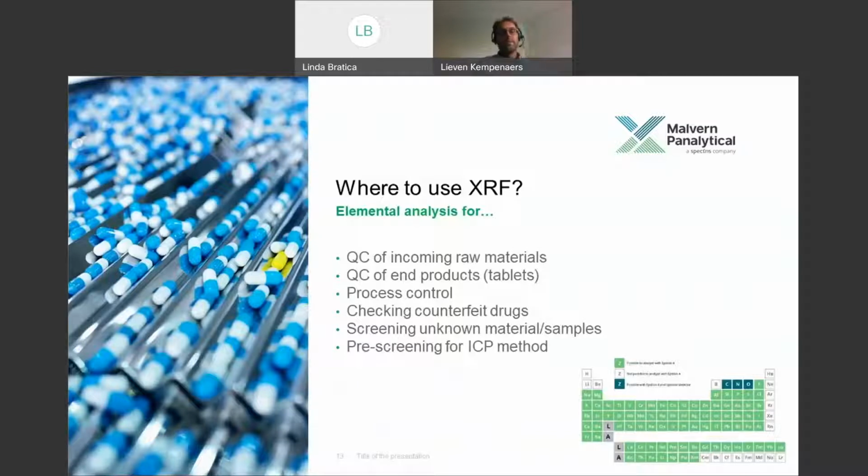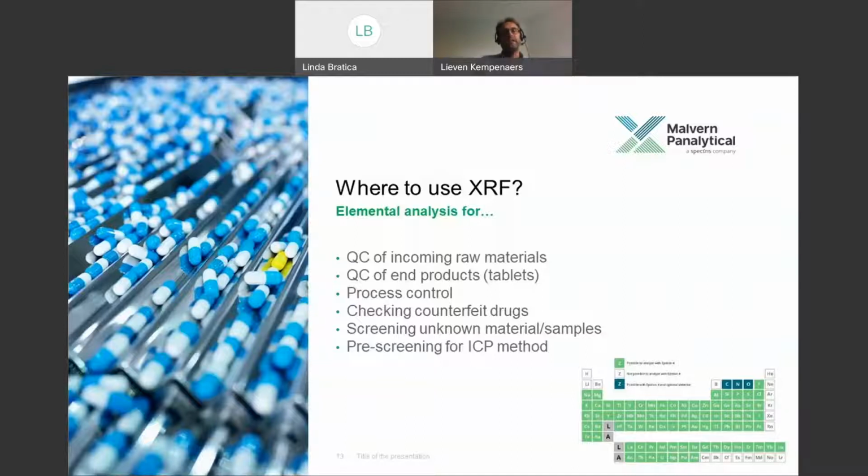Where would XRF work specifically in the pharmaceutical industry? Because XRF is used in many industries for many years: the food industry, but also the cosmetics industry, the petrochemicals industry, building materials industry, mining industries, even for 40, 50 years. People are using it, but in the pharmaceutical industry, it's rather new. And that's why I want to tell you about this method.